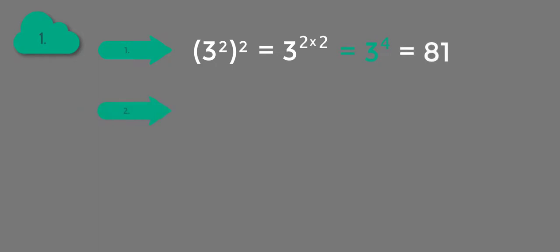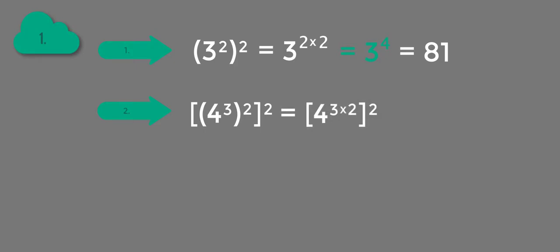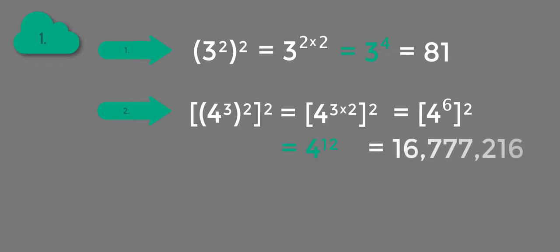Number 2 gets a little bit more complicated. Let's do what's inside the brackets first. So this is going to equal 4 cubed squared is going to be 4 to the 3 times 2. And again, that's still squared, which equals 4 to the 6th, squared. And we're just going to multiply the inside exponent by the outside exponent. So that equals 4 to the 12th, the 6 times 2. And if we wanted to simplify further, this is a big number, but you could put it in your calculator. 4 to the 12th is going to be 16,777,216.